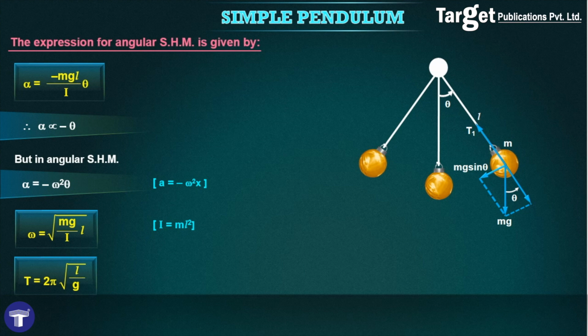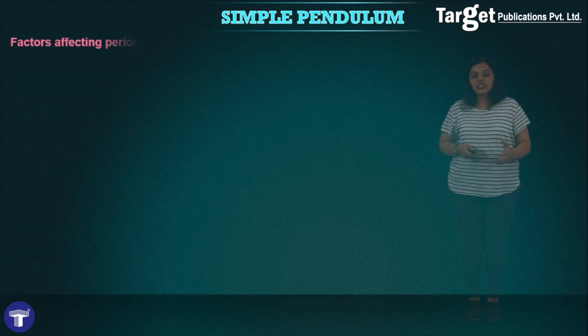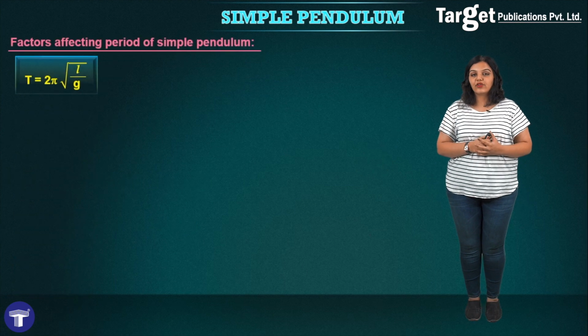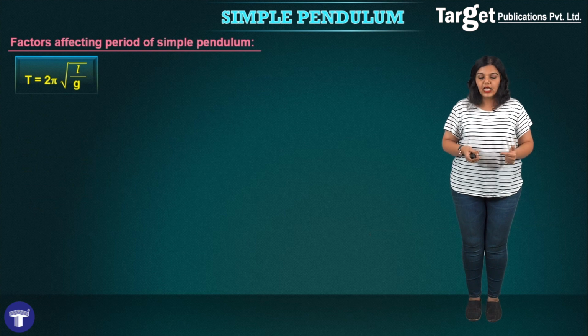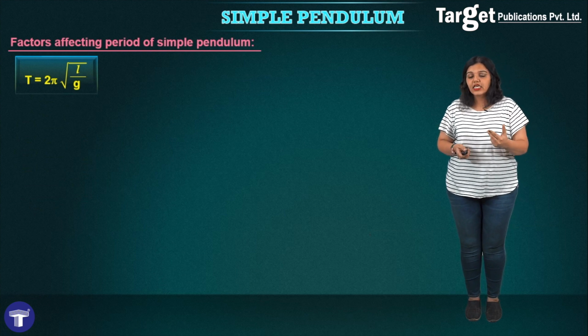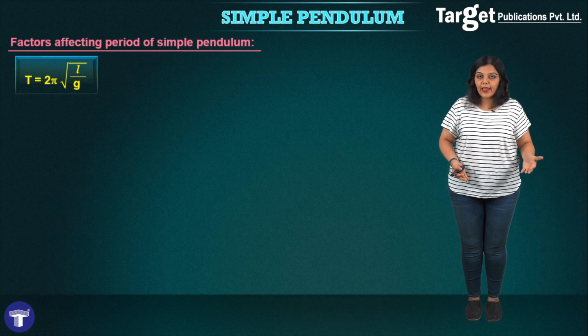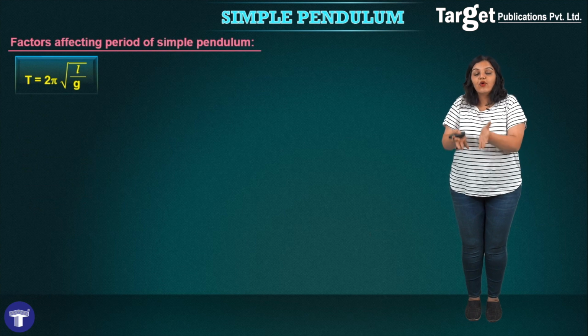Now I have found the time period of the simple pendulum, and I want to answer one final question. What are the factors that affect the time period of the simple pendulum? The time period of the simple pendulum only depends upon length and the acceleration due to gravity. If the length of the simple pendulum is fixed, then only those factors can affect the time period which will affect the value of g.